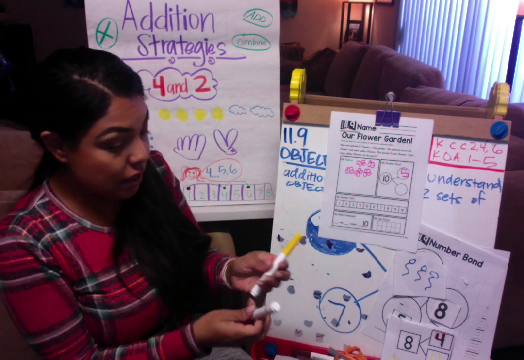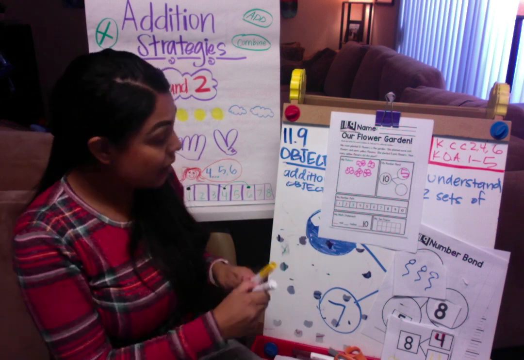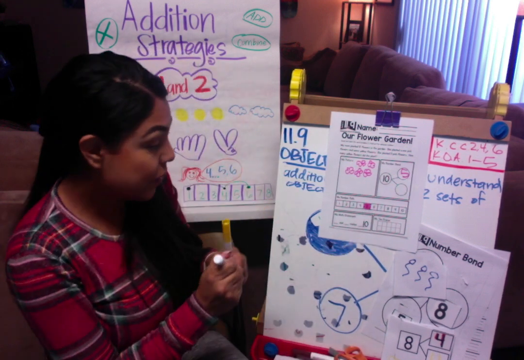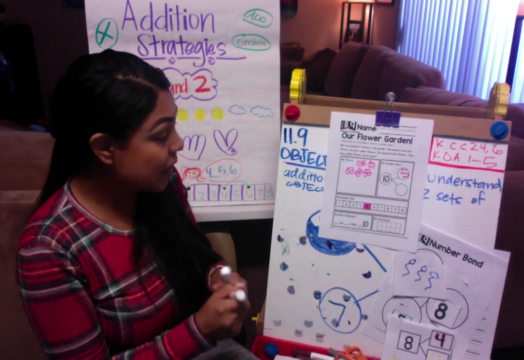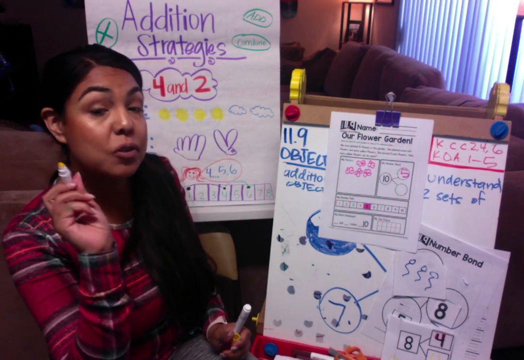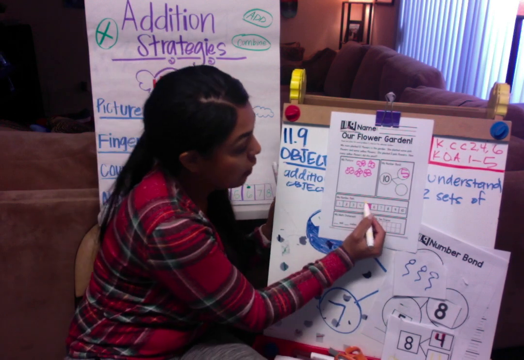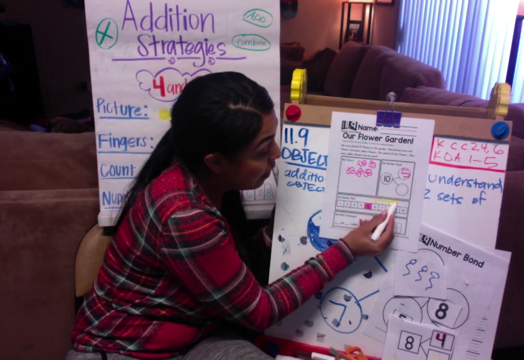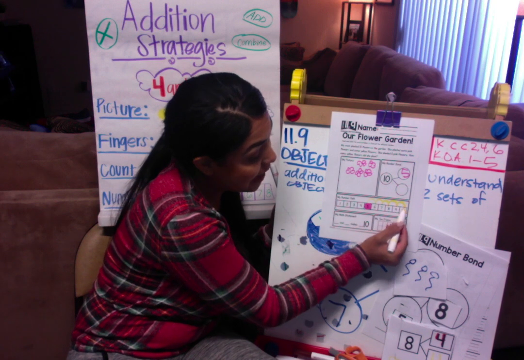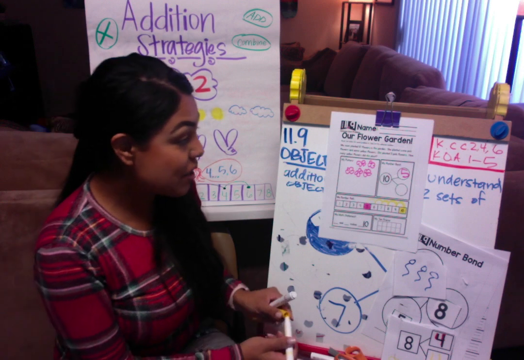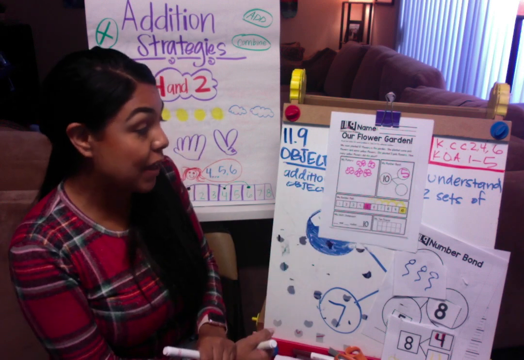I might even use a number path because it's here. So I'm going to color in the 5 for my number path because I know I have 5. Now from the 5, I'm going to count all the way to 10 because I want to know how many yellow. So I'm going to use my yellow. Here we go. 1, 2, 3, 4, 5. I got all the way to the number 10 because the number 10 is how many flowers I have.